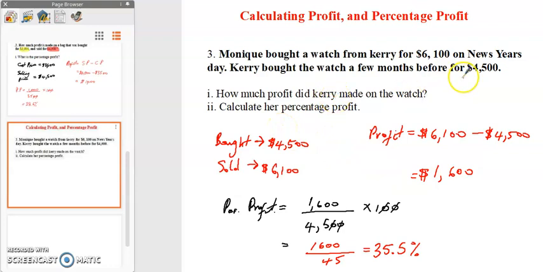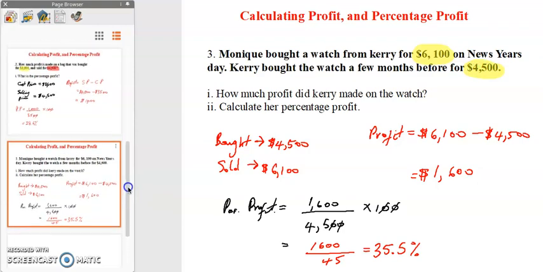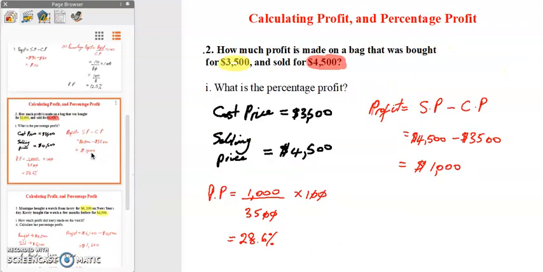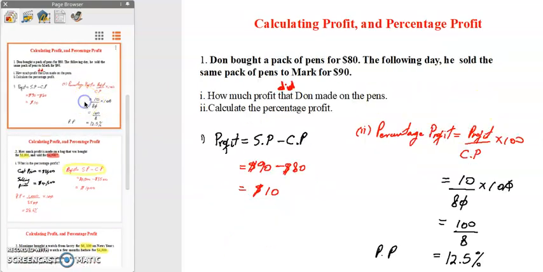So the concept remains the same right across. The most important thing for you to do is to identify what is the selling price and what is the cost price. Once you can identify those, then we can move into solving these problems comfortably. Please remember this formula when it comes down to the profit. Right, so it's as good as that.